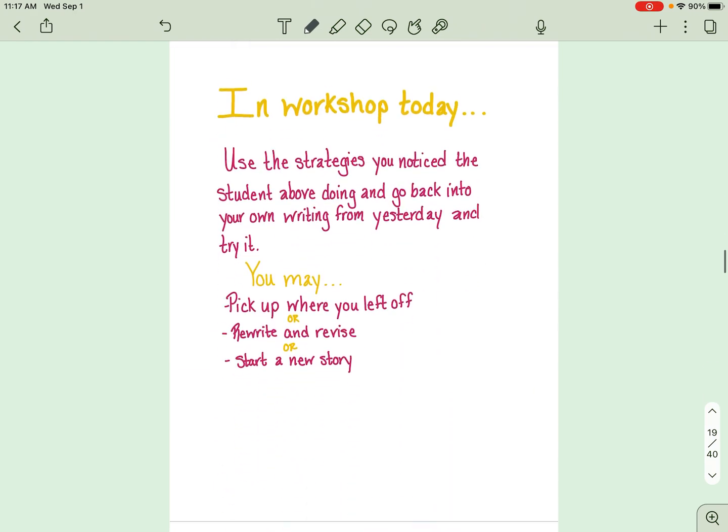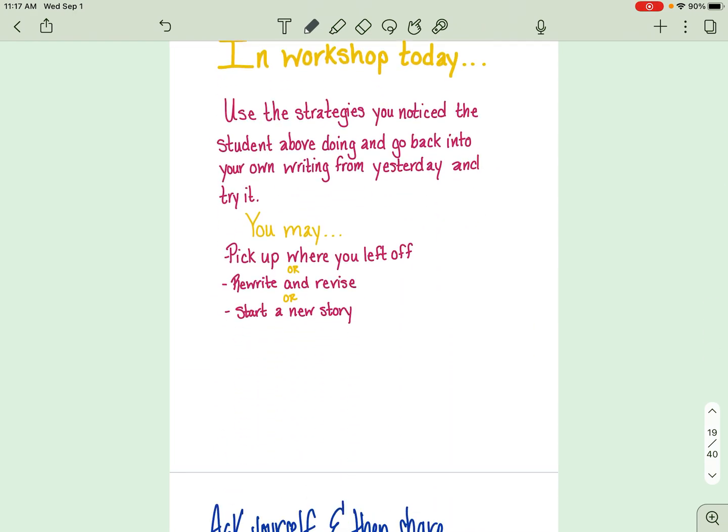So at the end of that workshop, you could have done a number of things. You could have picked up where you left off on whatever you had already started writing. You could have started a brand new story, or you could have taken what you'd already written and gone back to revise or rewrite something in it, okay? So at this point in time, you have at least 1 personal narrative started, maybe 2, okay? And that's okay, because the whole idea of this, guys, is that this is just our practice round in these lessons.